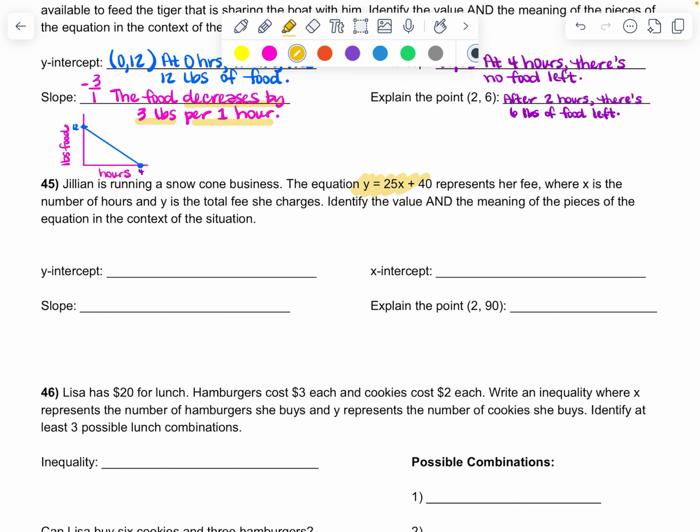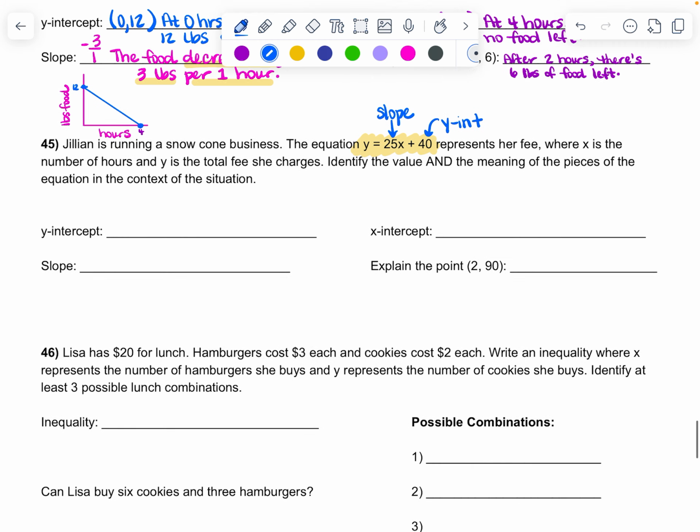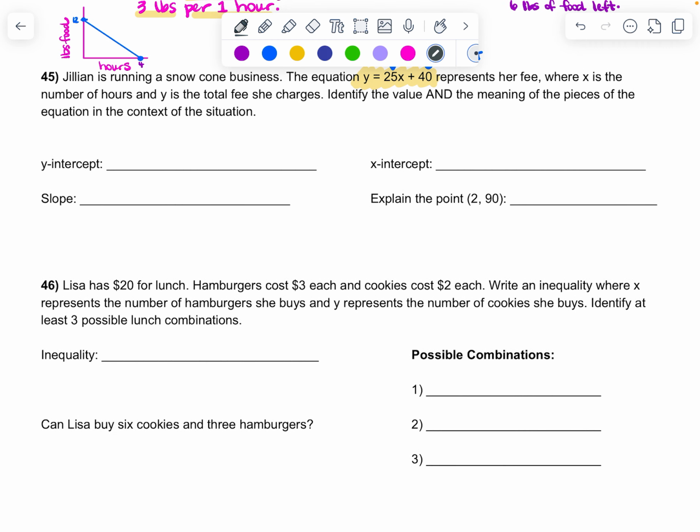Jillian is running a snow cone business. The equation y equals 25x plus 40. Okay, again, I'm going to stop right there. This one's written in proper order, where the 40, that's our constant, is the y-intercept, and the 25 is our slope. It represents her fee, where x is the number of hours.